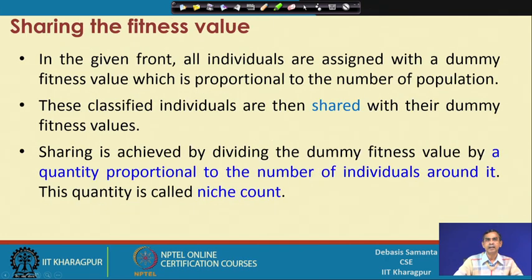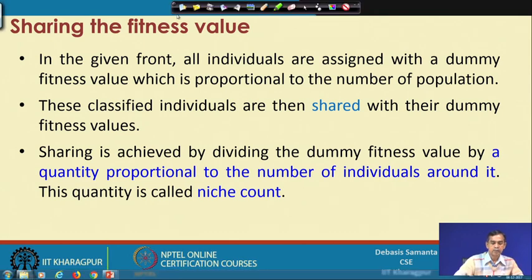Our next concept in the NSGA is sharing the fitness value. Here we have understood that assigning the dummy fitness value has the main purpose of having a very good selection pressure. And the objective of sharing the fitness value is to maintain population diversity, so that we can find a better solution and the solution does not get trapped in the local optima.